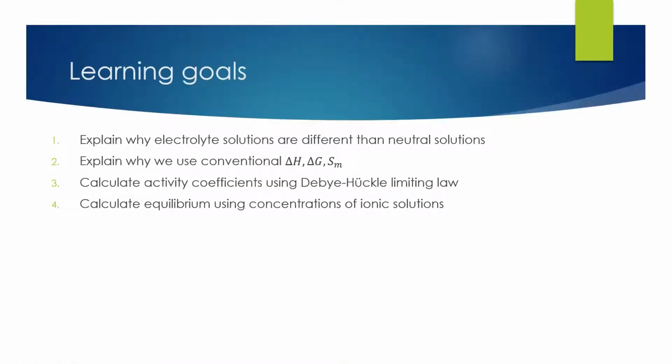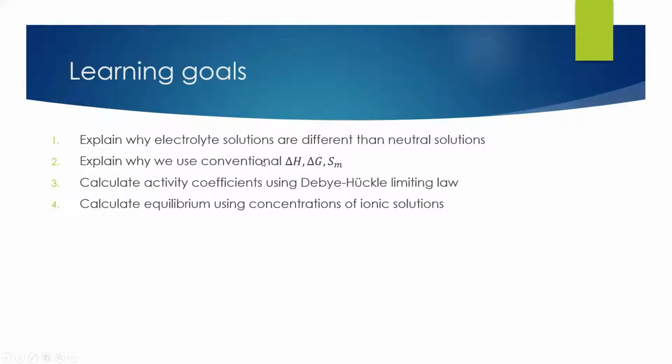Today, we will investigate these solutions and come up with a model to describe them. The learning goals for today are going to be to first explain why electrolyte solutions are different from the neutral solutions we discussed in the last chapter. We'll then talk about how we can determine the enthalpy, entropy, and Gibbs free energy for these solutions and why we have to use what are called conventional values for these.